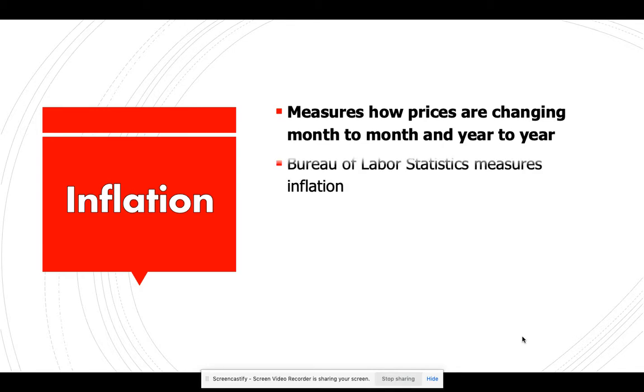Okay, so the Bureau of Labor Statistics is the government agency responsible for monitoring this. They do both inflation and unemployment, and then they report that information, and the Fed and the government can take it and use it how they need to. They calculate inflation using what's called the Consumer Price Index. This is a market basket of prices.